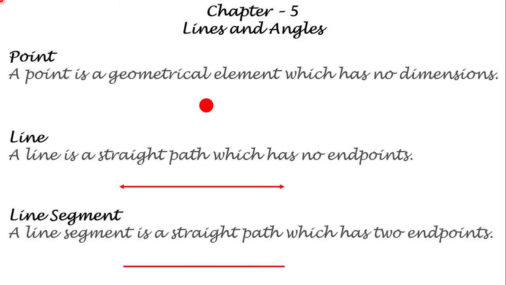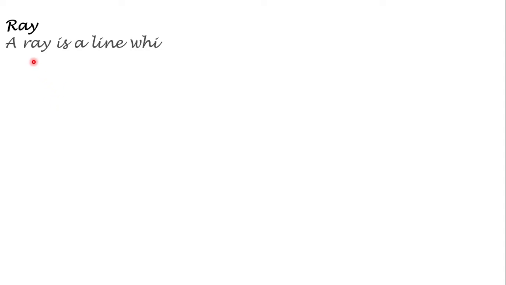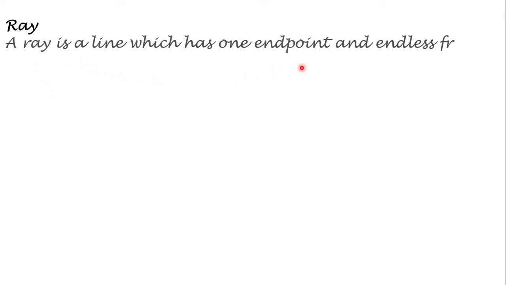Now next is ray. A ray is a line which has one endpoint and is endless on the other side. A ray has one endpoint. We know from where it starts, but we don't know up to where it will end. See, it will start from here and go infinitely to this side. How can we say this side? Because the arrow represents this side. If the arrow is drawn here, it can move indefinitely to this side. So this is a ray.